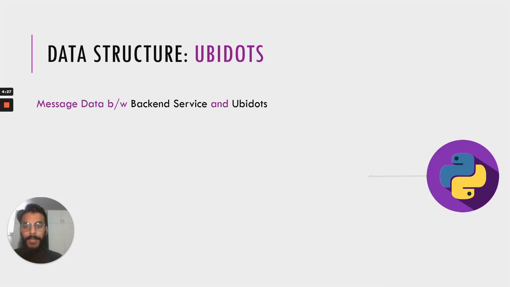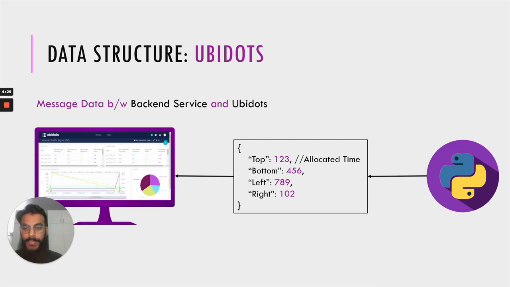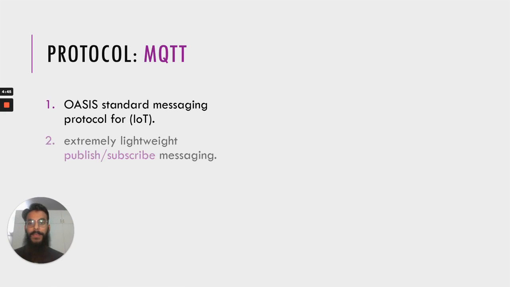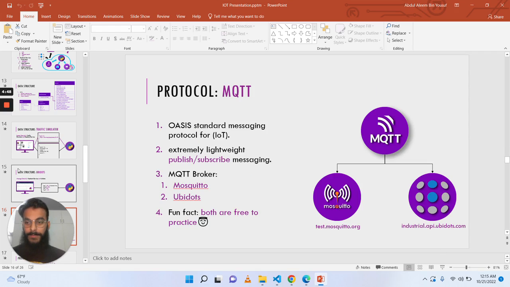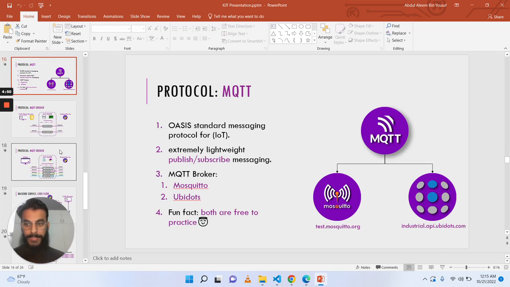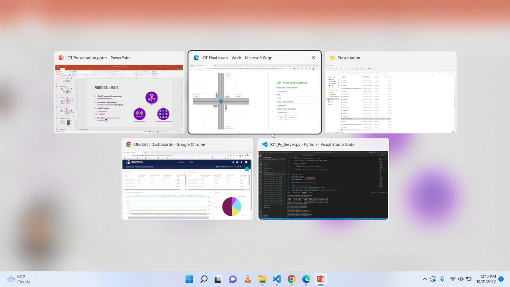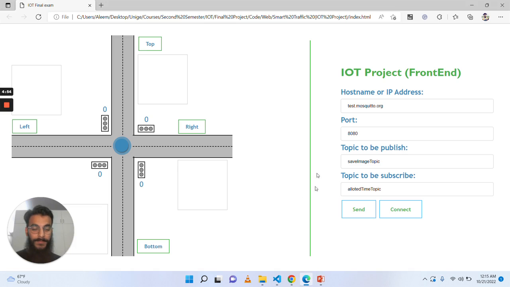It's the same case with the UV dot, but with different data. We have top, bottom, left, right. These are the four attributes, and the values are plain integers. The integers are the allocated time for each dedicated signal. I'm not giving the complete description here. Let's go to the code and see how it is working now.